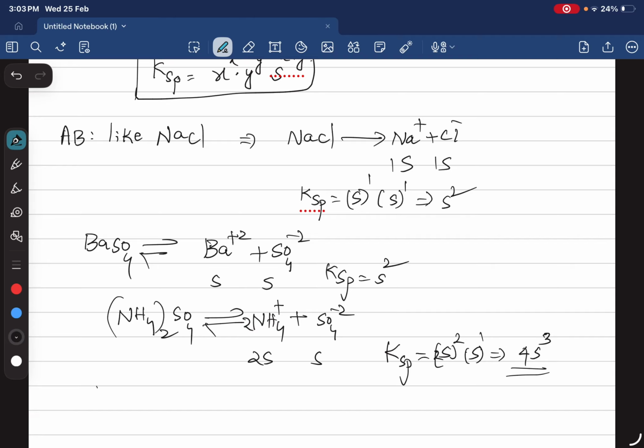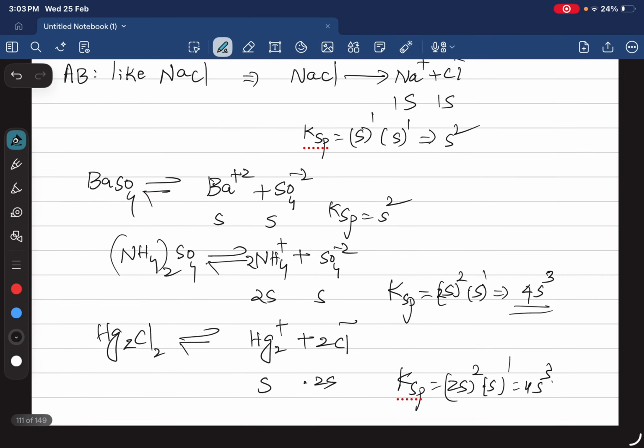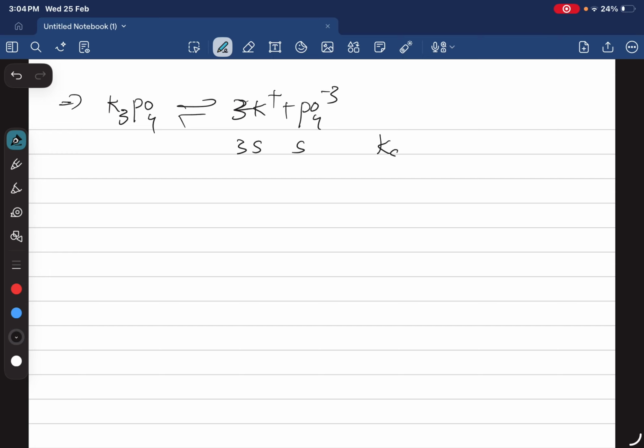But here are some important points. HgCl2 will split as Hg2+ plus 2Cl-, so S into 2S, so the Ksp value is S into (2S) whole power 2, which is nothing but 4S cube. Like that, different examples we can take to decide solubility product. So K3PO4, if you take, splits into 3K+ and PO4 3-, so 3S into S, so Ksp equals (3S) whole power 3 into S power 1, which is 27 S power 4.